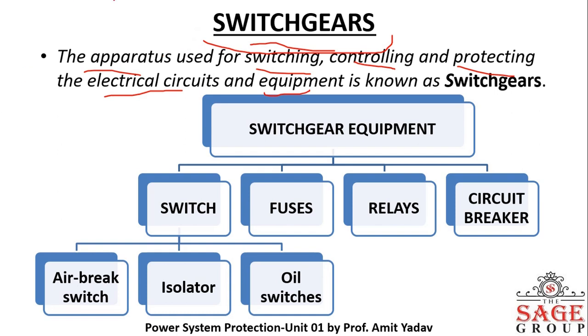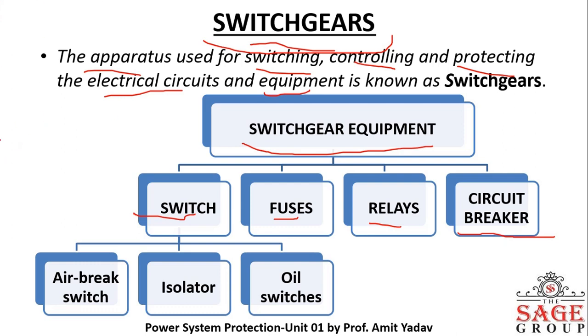Now in switchgear and protection we have various types of equipment. The first is switches, the second is fuses, the third is relays and the fourth is circuit breakers. These four are the basic equipment of switchgear. In this video I am going to give you a brief introduction about all this equipment and the essential features of switchgear. Now coming to the switches.